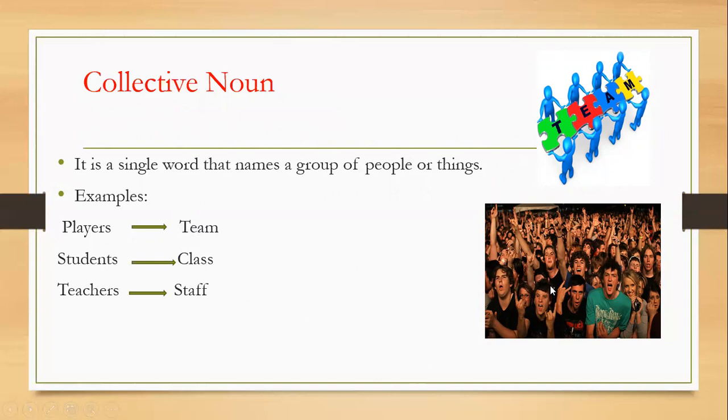Have a look at this image. So many people are here, but we call them as mob or crowd. In a staff, there may be 100 teachers, there may be more than 100 teachers, but we give them one single word, that is called staff.